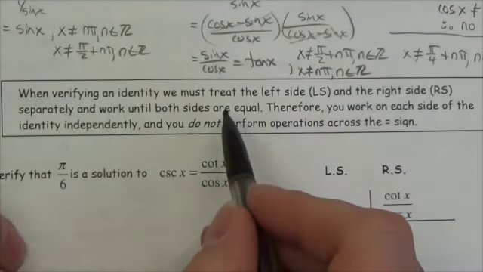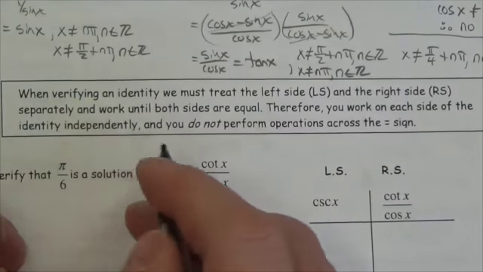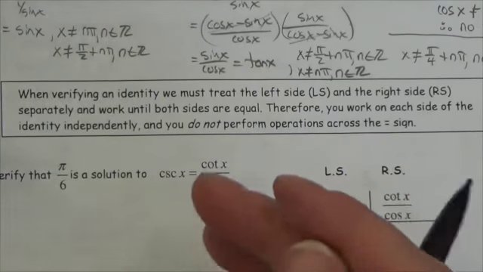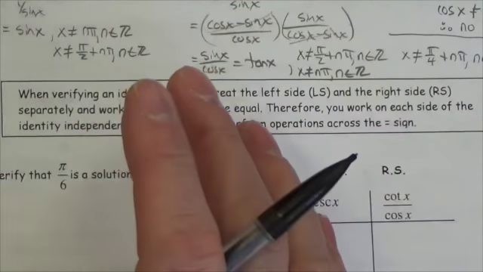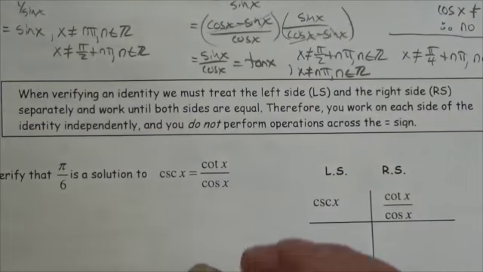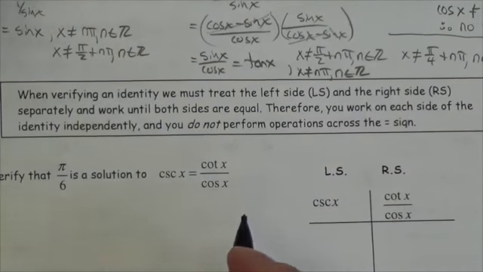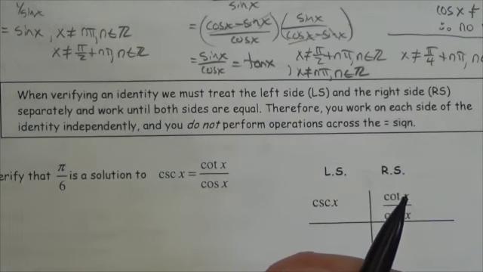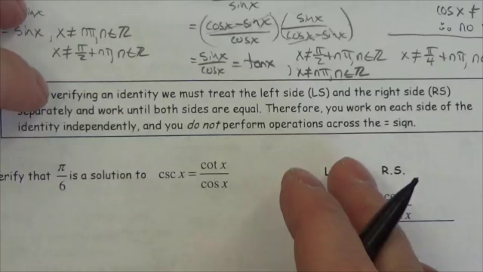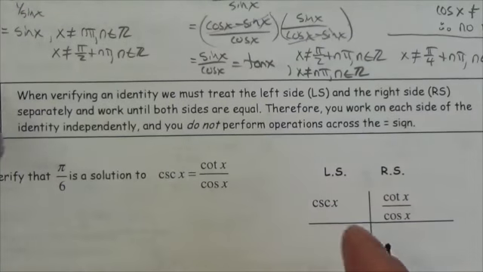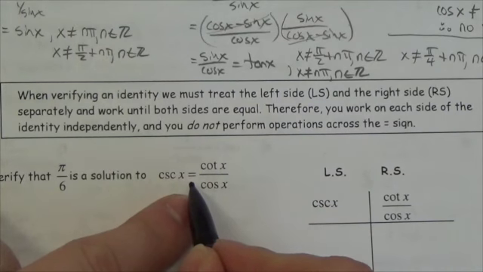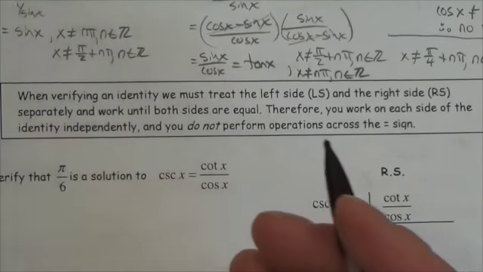When verifying an identity, we must treat the left side and the right side separately, and work until both sides are equal. You can't move from one side to the other side of an identity. The ability to do that is only true, I guess, if it's predicated on the fact that both sides are equal. Essentially, when we're working with an identity, we don't know that that statement of equality is actually true. I'm trying to show that it's true.